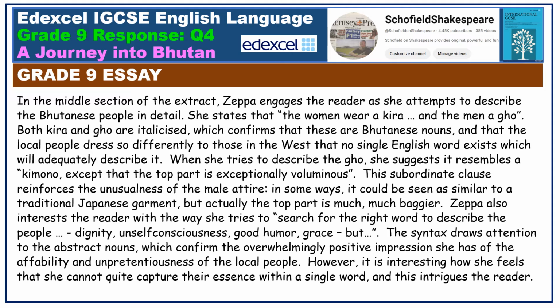When she tries to describe the go, she suggests it resembles a kimono, except that the top part is exceptionally voluminous. This subordinate clause reinforces the unusualness of the male attire. In some ways it could be seen as similar to a traditional Japanese garment, but actually the top part is much baggier. Zeppa also interests the reader with the way she tries to search for the right word to describe the people.